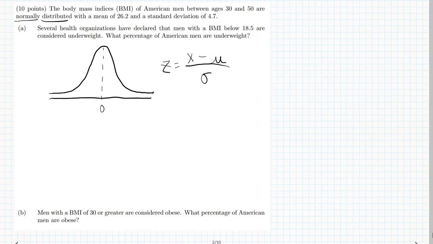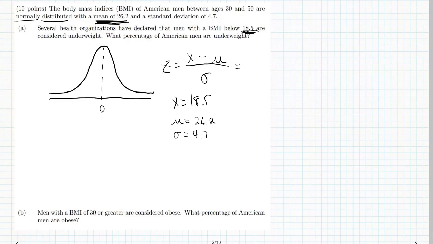So in this case, what do we have? We have 18.5 is where we're considered underweight, so x equals 18.5. That's the data value that we're concerned with. Now it might be tricky: which one is the mean? So mu, it says a mean of 26.2, so that's going to be 26.2 for that. And then our standard deviation, which is sigma, is going to be 4.7.